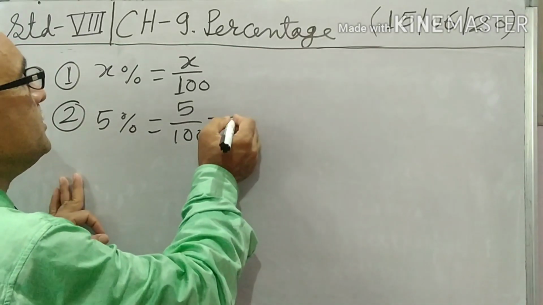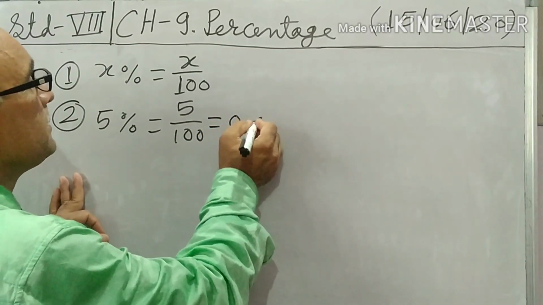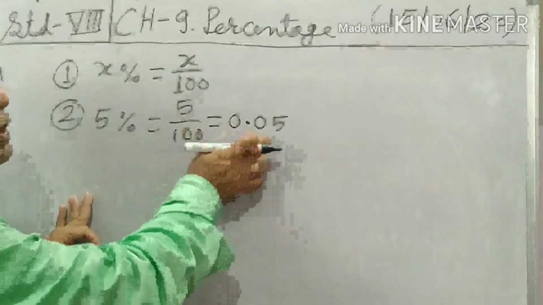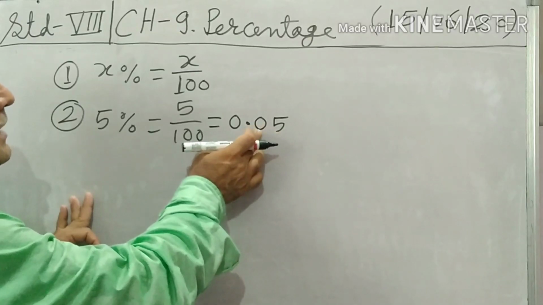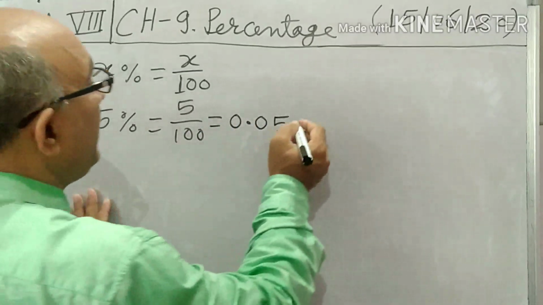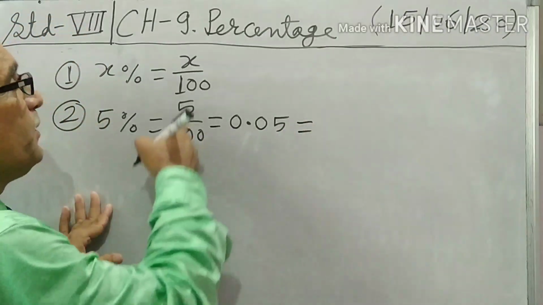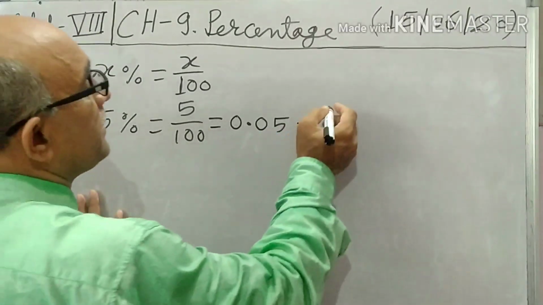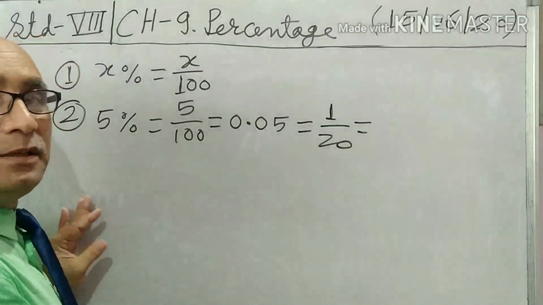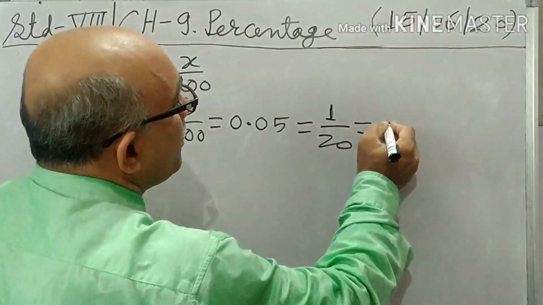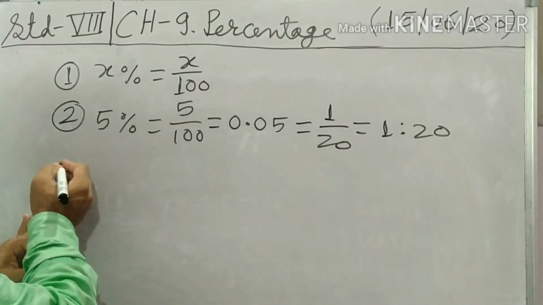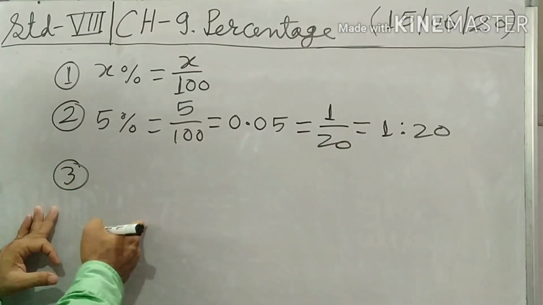5 by 100 in fractional form is changed into decimal form: 5 divided by 100 equals 0.05. And 5 by 100 in simplest form is 1 by 20. It can also be changed into a ratio, 1:20.